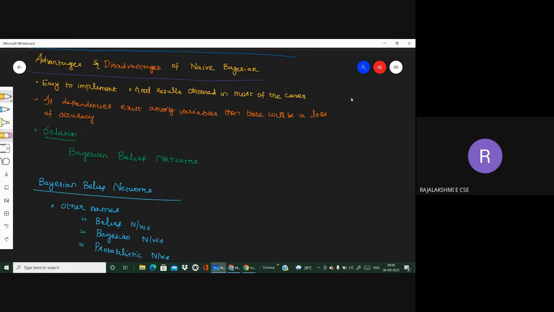What is this class dependency? For example, one attribute is depending on the result of another attribute, then it is considered as dependency. If multiple attributes are depending on each other, in those cases, this naive Bayesian classification will not yield a good result. In those cases, the solution is the Bayesian belief networks.